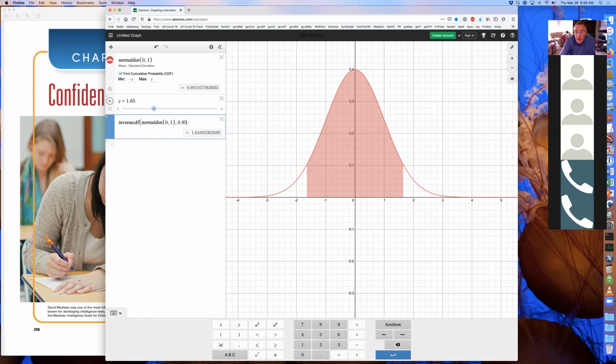So if 90% is in here, then 10% is left over. So 5% is here and 5% is here. So left of this value would be 95%. So there's your number. And that one's really accurate. And of course, if you want some other value, you can put any values in here you want. But we generally use 90, 95, 99.